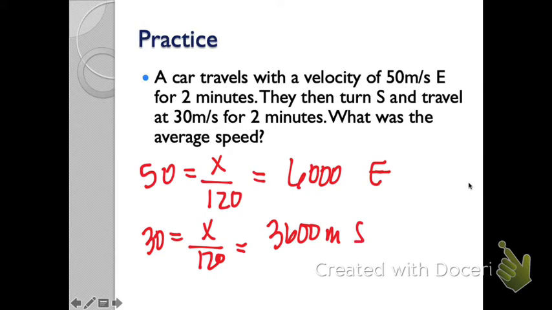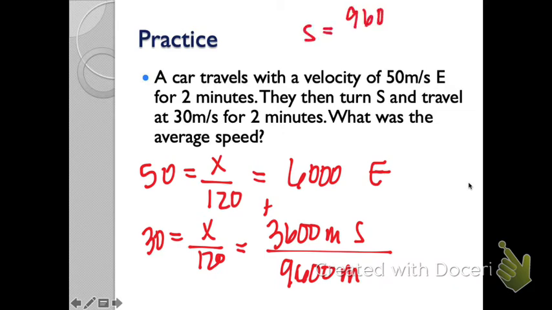So if I want to find the average speed, I'm going to take my total distance, 9,600 meters, and divide that by my total time. So what is my total time here? Speed equals 9,600 meters divided by 240 seconds, because I went 2 minutes one direction, then 2 minutes another direction, or 120 seconds both ways. So 9,600 divided by 240 gives me an average speed of 40 meters per second.